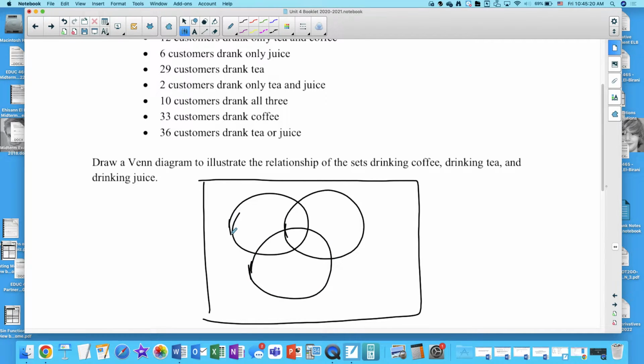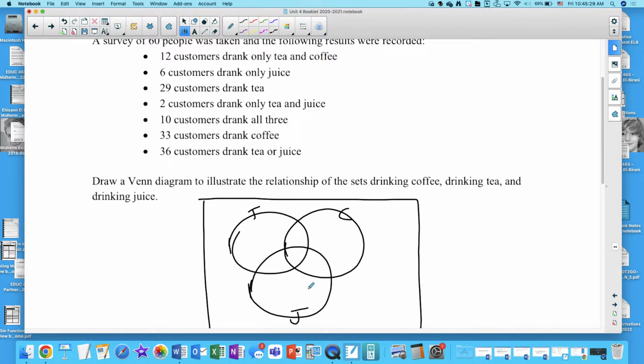Okay, so I'm going to call this tea, coffee, juice. Okay, what is a region that I can fill in right away? Yeah, so 10 drink all 3. There we go. Okay? All right, what else? 6 drink only juice. Okay, so that's only juice, which is juice but nothing else. No overlap. So that's only juice.